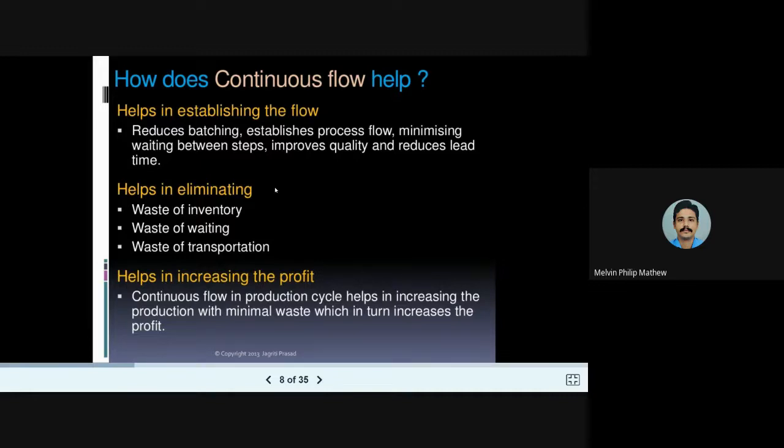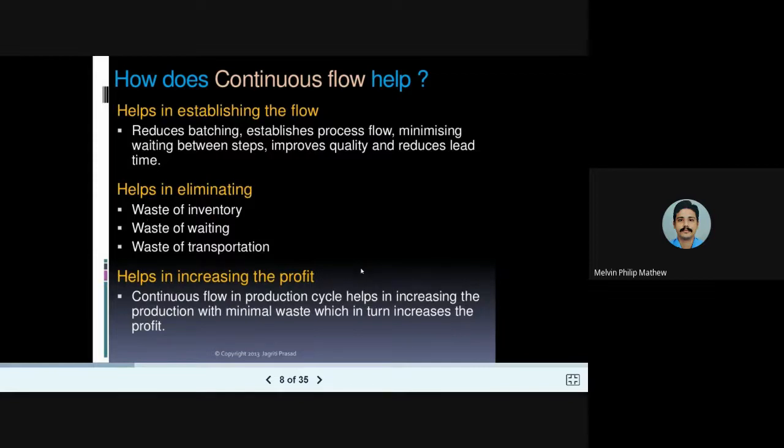So in that condition, the transportation that is occurring at that time, or the supposed vehicle that is used for transporting the product to the consumer, will be at a standby. So there is a waiting time occurring there. So that is what is known as the waste of transportation.